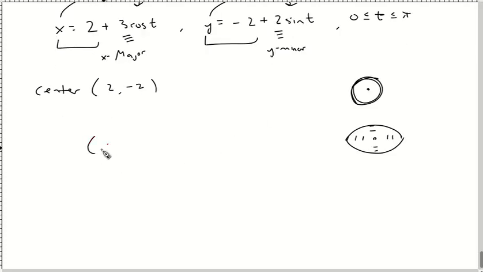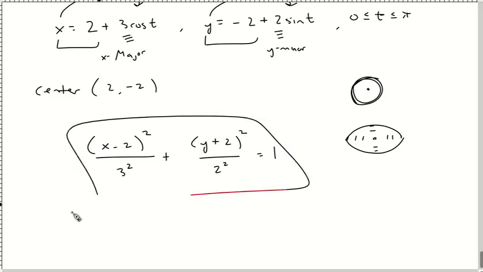And so my answer is going to be x minus 2 from the center, right? My major is a 3. And then I got y plus 2 from the center. And then my minor is a 2. And then that's it. You're done. So, of course, simplify the bottom for my math lab. But there you go, an ellipse.